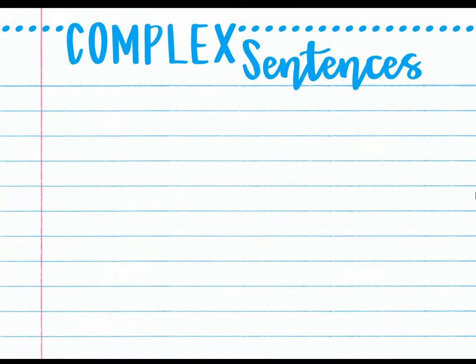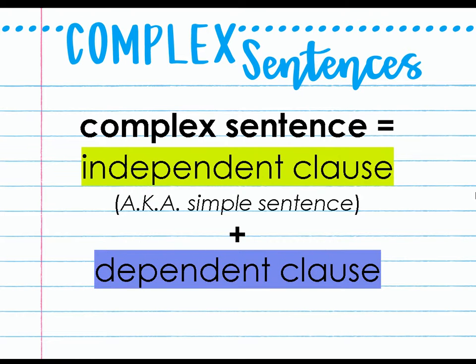Hey kiddos! Today we're going to be talking about complex sentences. So we're going to take the information that we learned the other day about subordinating conjunctions and apply it to make some complex sentences. A complex sentence is simply an independent clause, aka a simple sentence, plus a dependent clause.